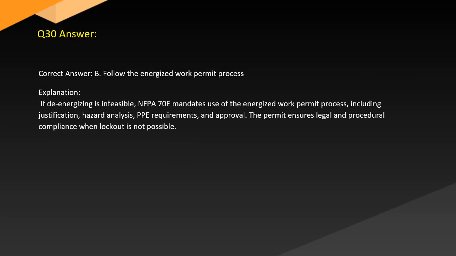Answer. Correct answer: B. Follow the energized work permit process. Explanation. If de-energizing is infeasible, NFPA 70E mandates use of the energized work permit process, including justification, hazard analysis, PPE requirements, and approval. The permit ensures legal and procedural compliance when lockout is not possible.